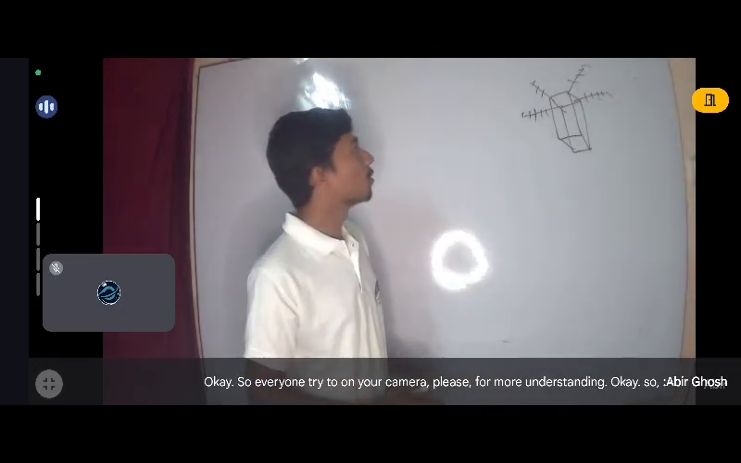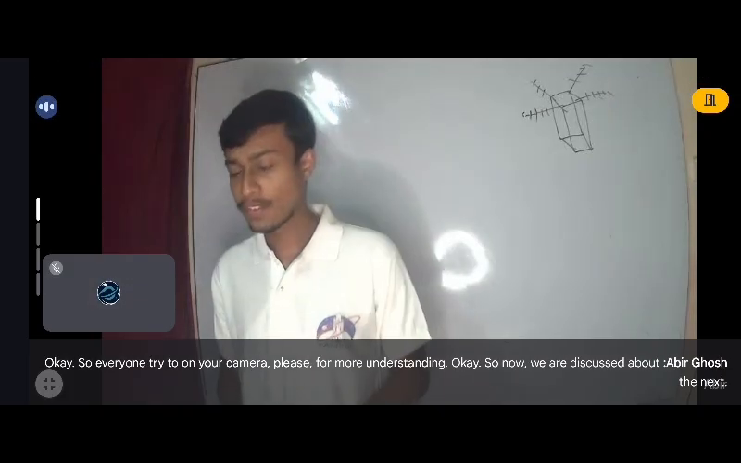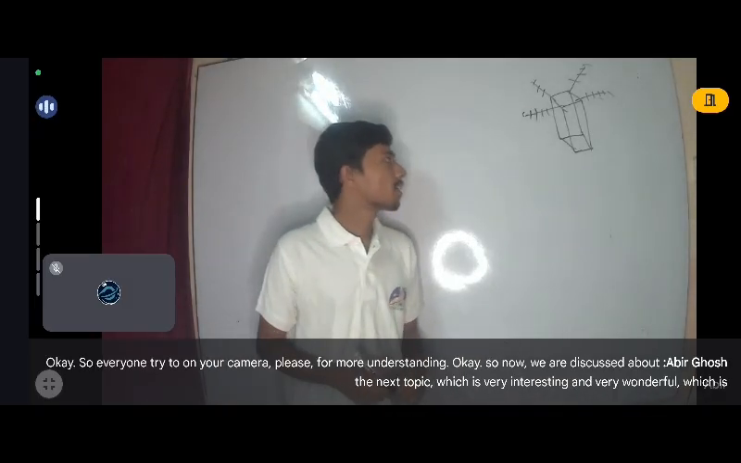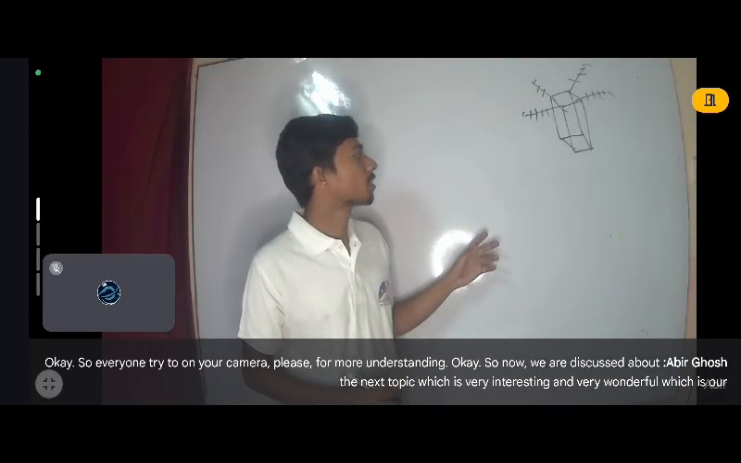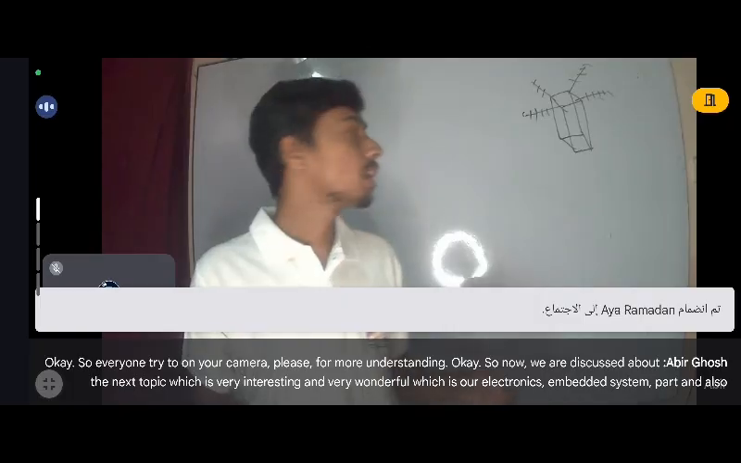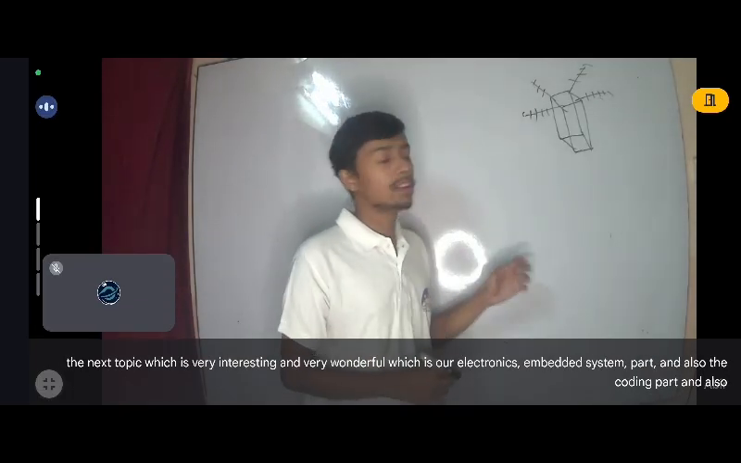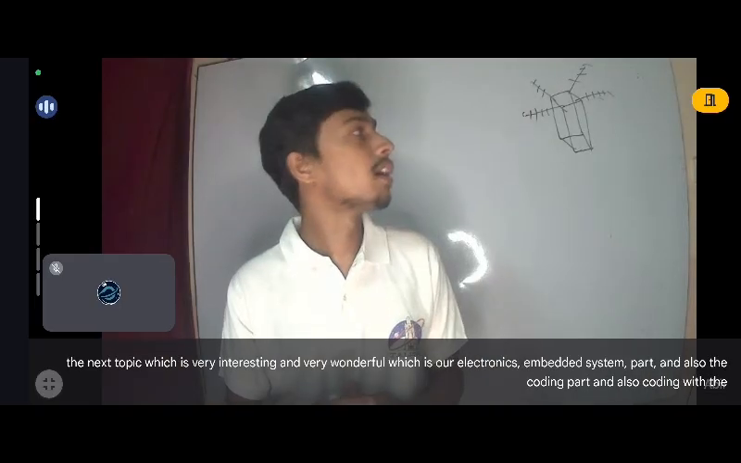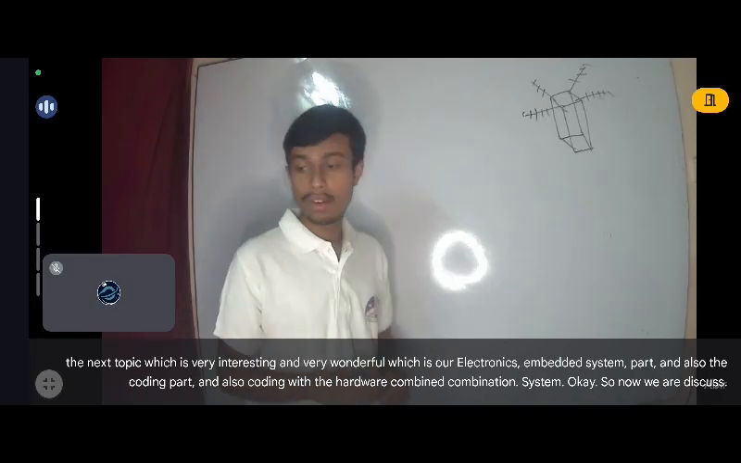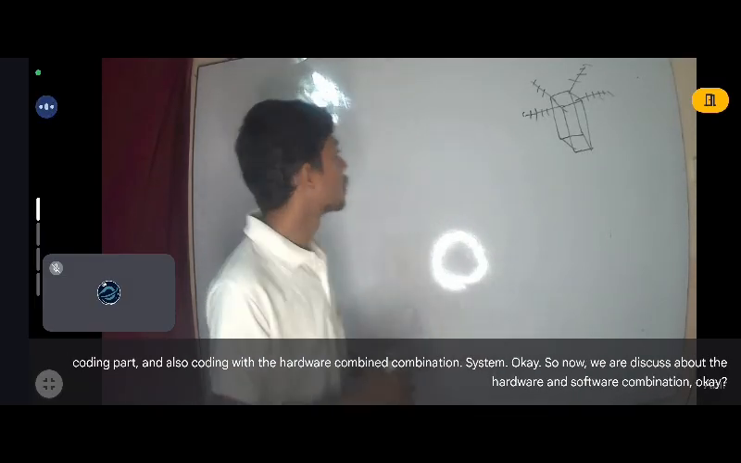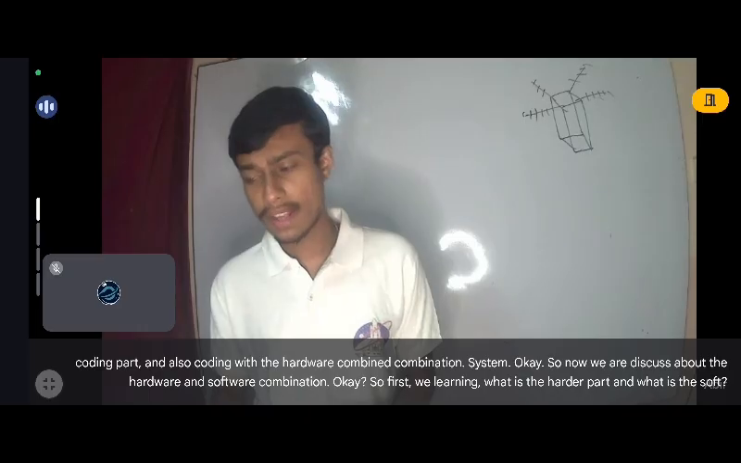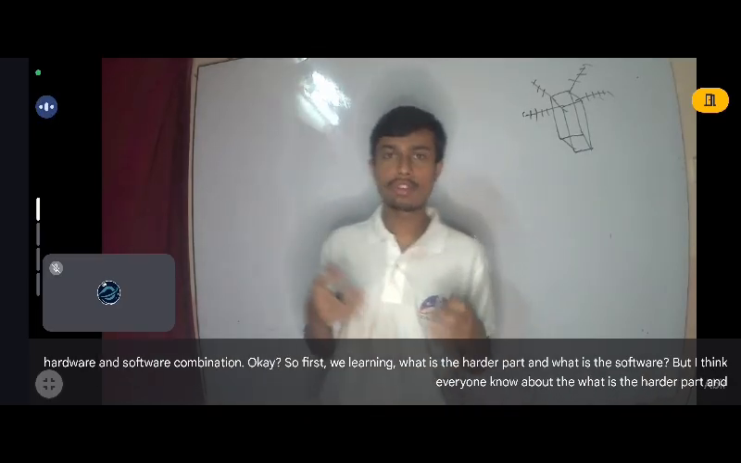Okay, now we are discussing the next topic, which is very interesting and wonderful: the electronics embedded system part, and also the coding part, and the coding with hardware combination system. So now we discuss the hardware and software combination. First we learn what the hardware part is and what the software part is. I think everyone knows what hardware and software are.